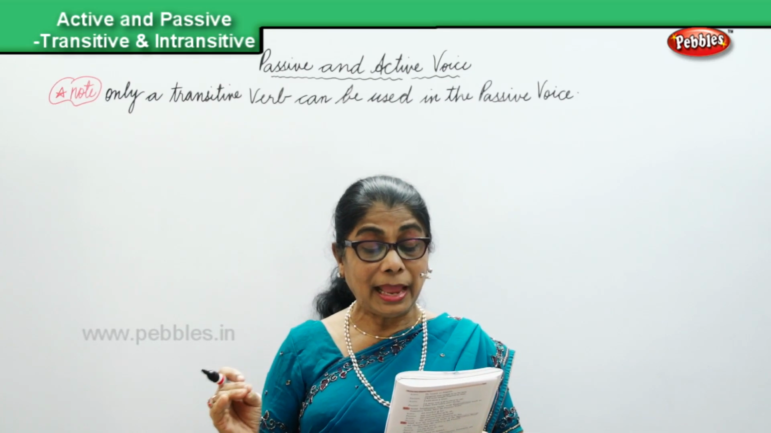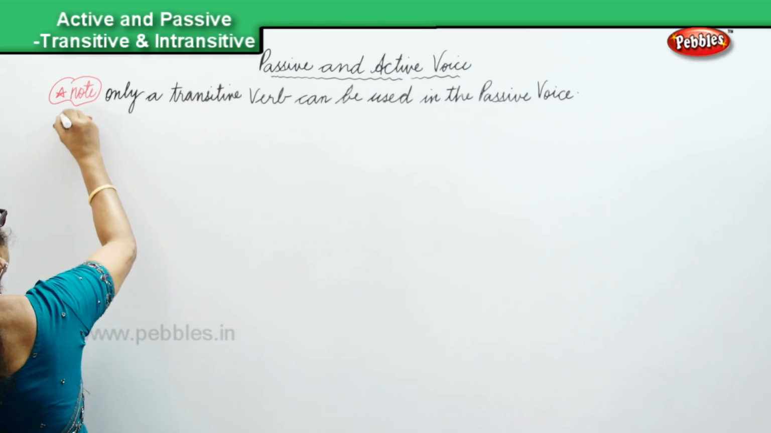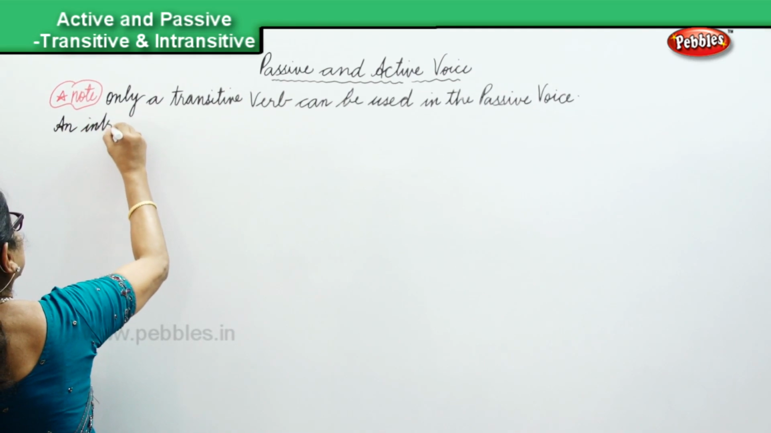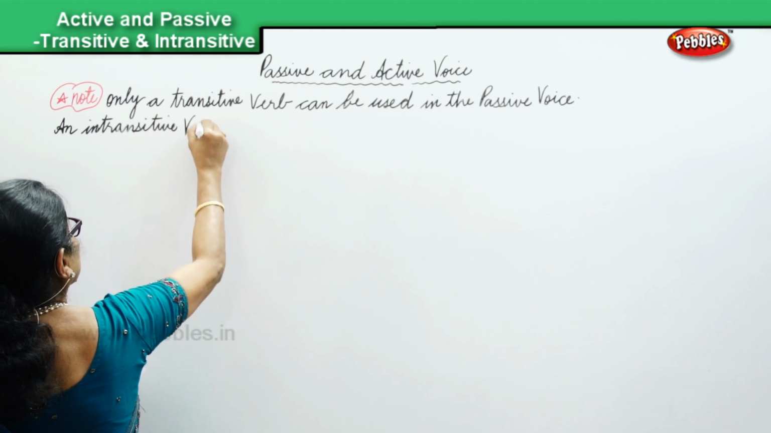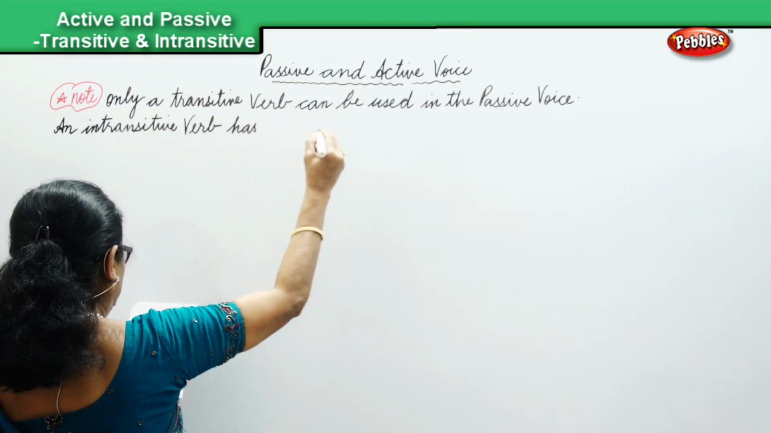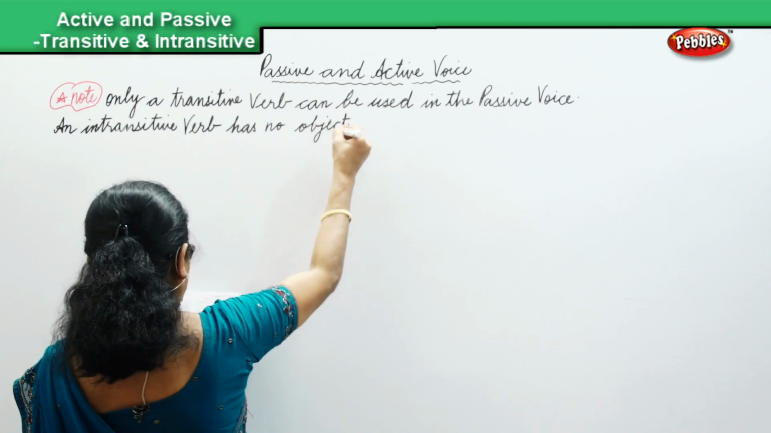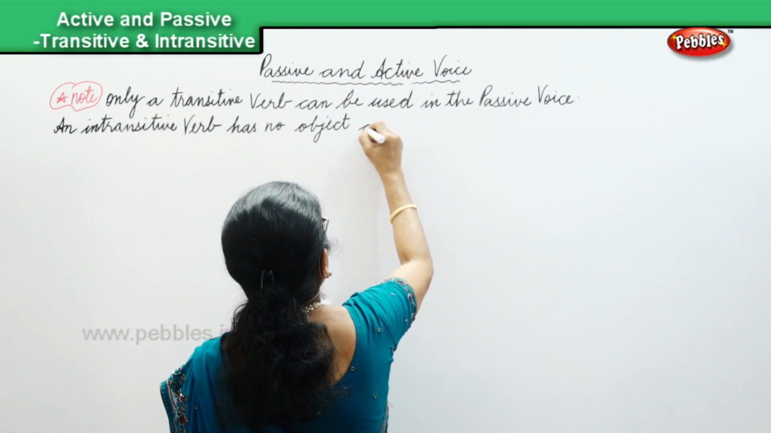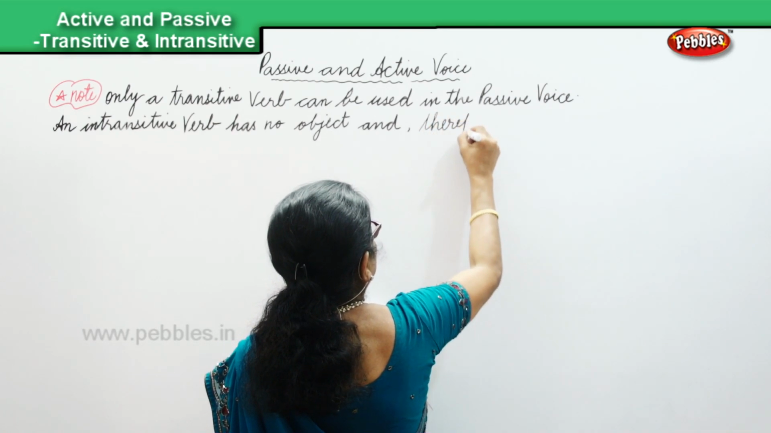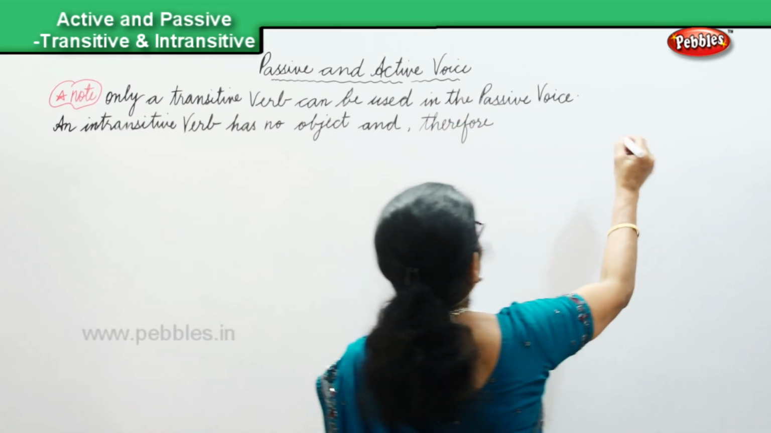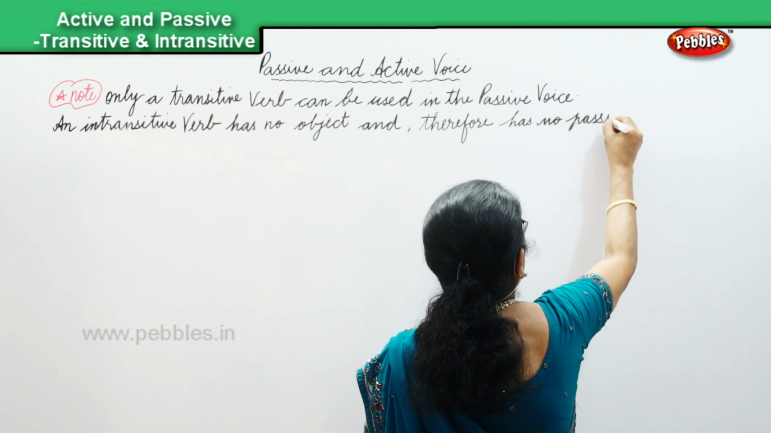An intransitive verb has no object and therefore has no passive voice. An intransitive verb has no object, and therefore has no passive voice.